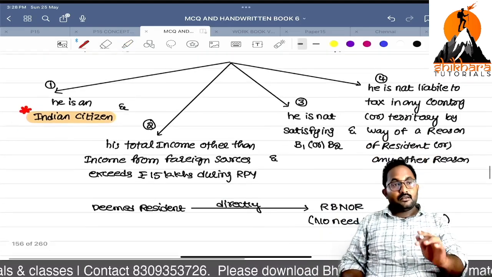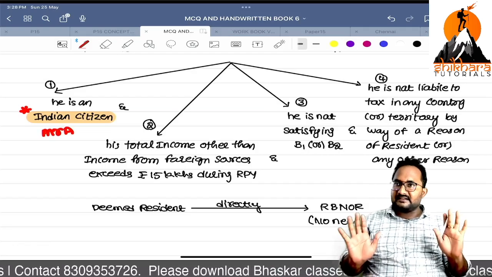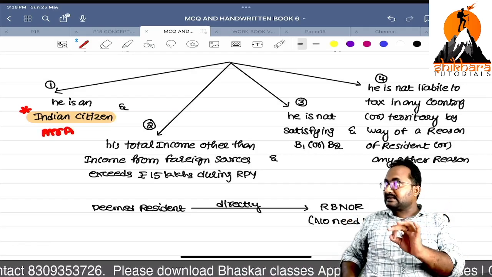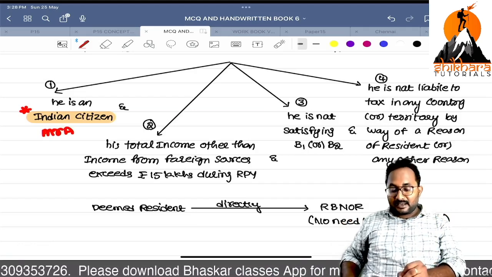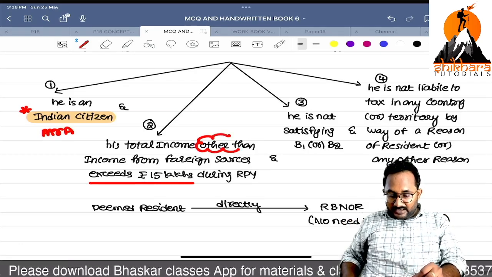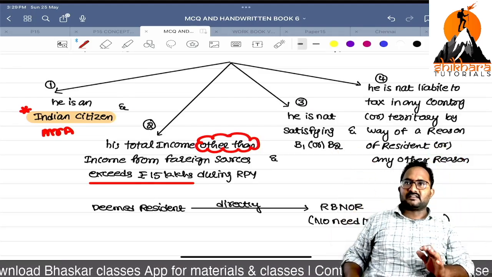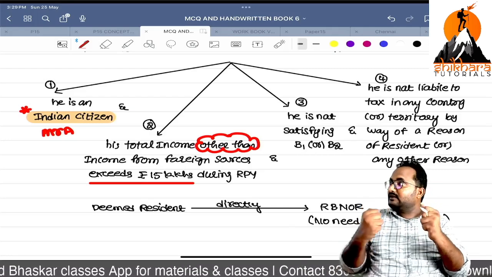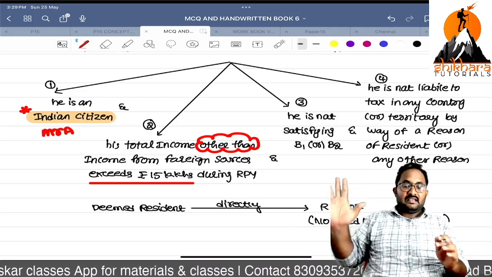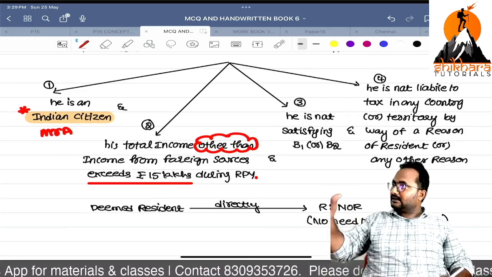Second one, if you want to treat Mr. A, for example, an Indian citizen, as having total income from sources other than foreign sources, meaning Indian sources, and that total income exceeds 15 lakh. Below 15 lakh, there is no need to apply the deemed resident concept. If the total income from Indian sources exceeds 15 lakh, then we have to treat that person as a deemed resident.